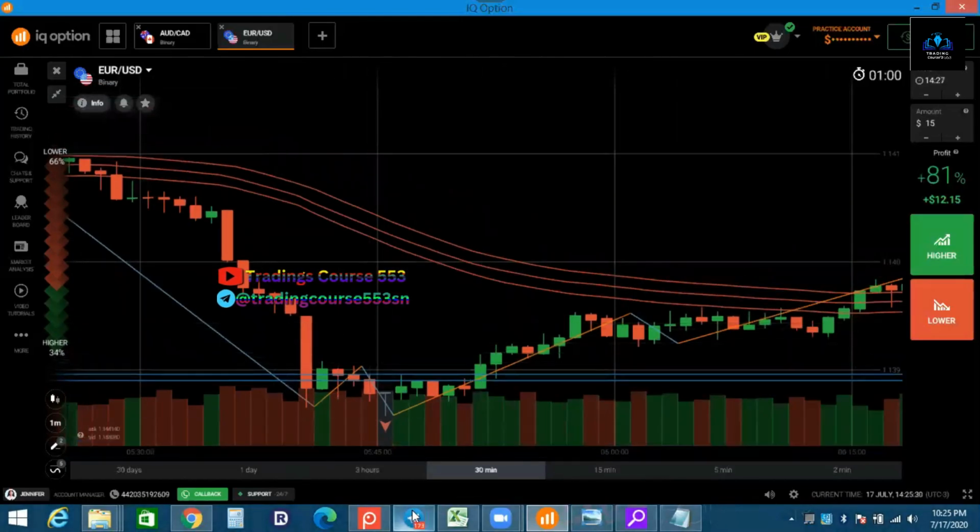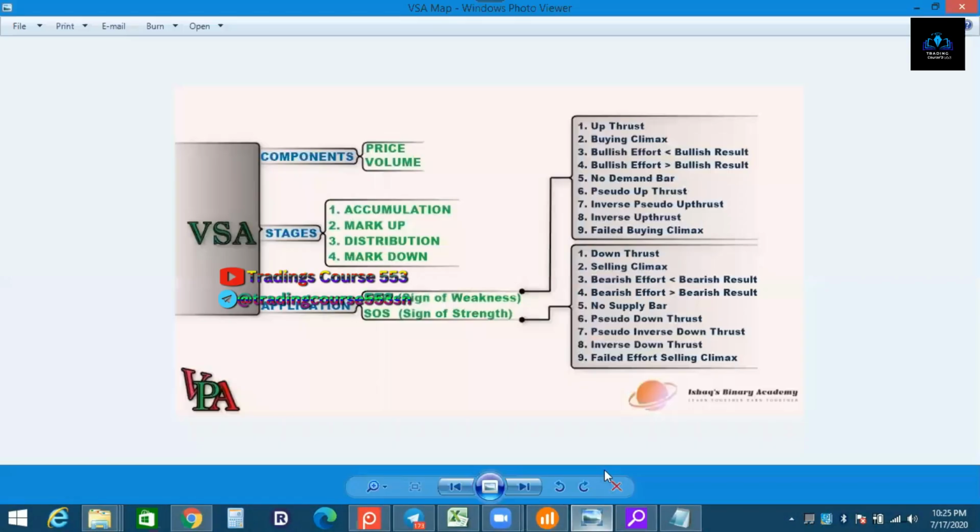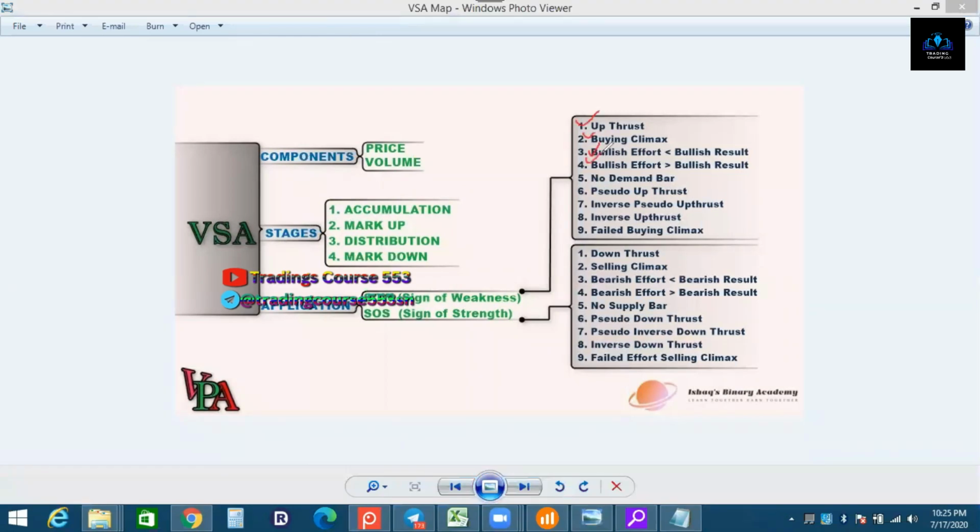So okay, these patterns we learned, and now we covered these patterns. This one, this one, this one, this one, this one, this one, this one, and this one. Also these. Okay, so this pattern is remaining here. This pattern, the failed buying climax, appears 3 to 4 times in a day, not again and again. Okay, this pattern only appears 3 to 5 times in a day, but I will give you the idea of this pattern in the next session.